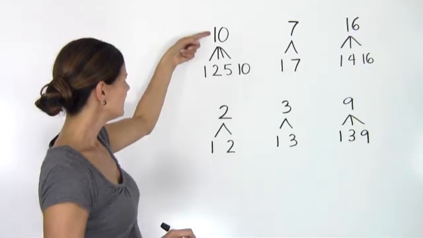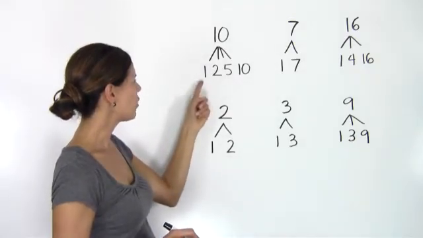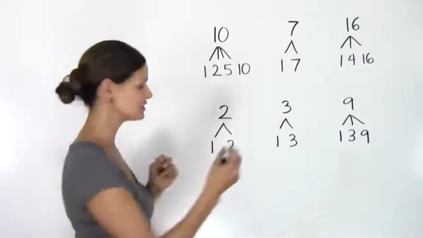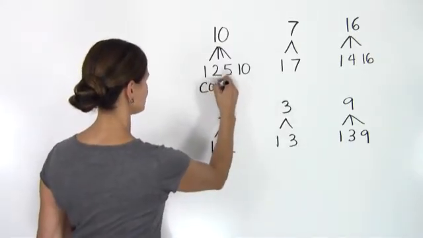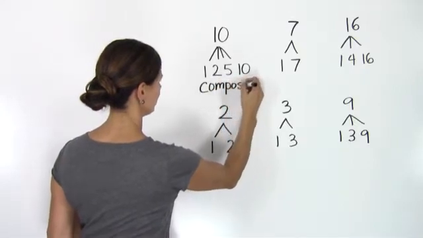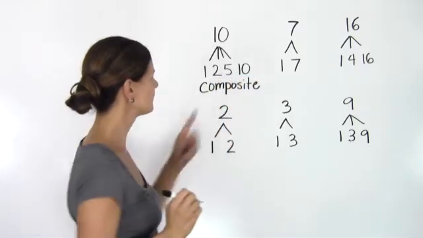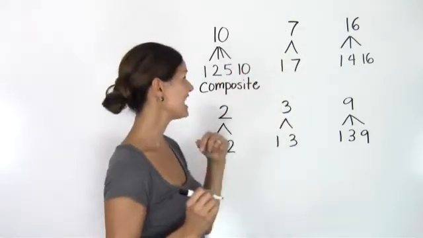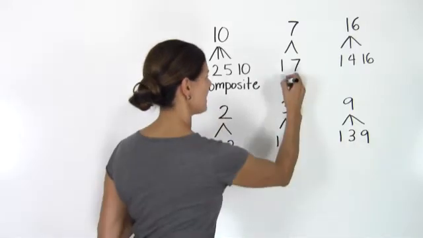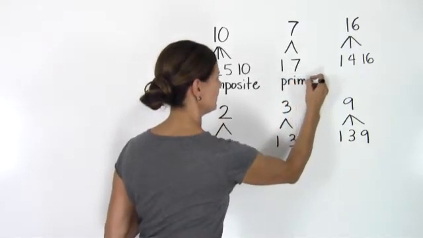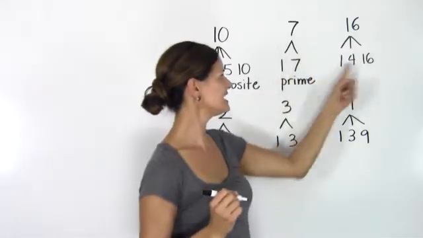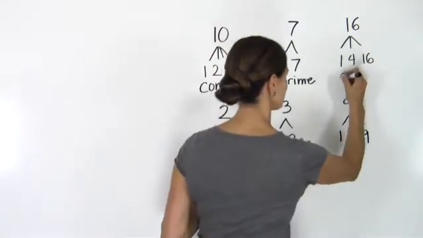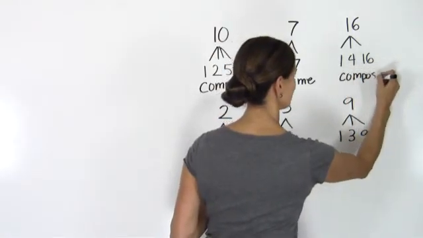10, for example. If I look at the factors of 10, I see I've got 1, 2, 5, and 10. So I have more than 2 factors, making 10 a composite number. 7. I only have 2 numbers that can divide evenly into 7. This makes 7 a prime number. 16 has 3 factors, 1, 4, and 16, making 16 a composite number.